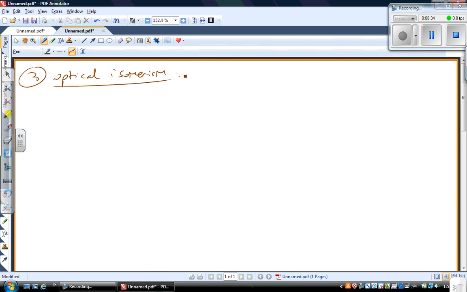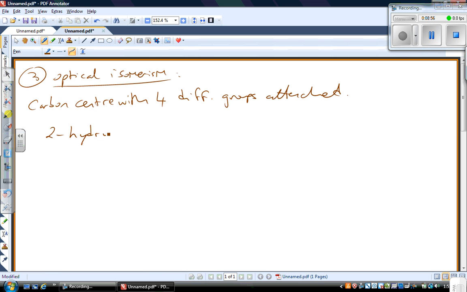there are some key things to note here. The first thing is that you look for a carbon center with 4 different groups attached. The easiest way to illustrate this is to just pick a compound. So if we do the compound, and we did this in lesson today, 2-hydroxypropanoic acid.